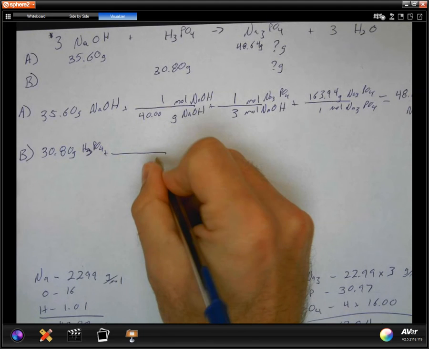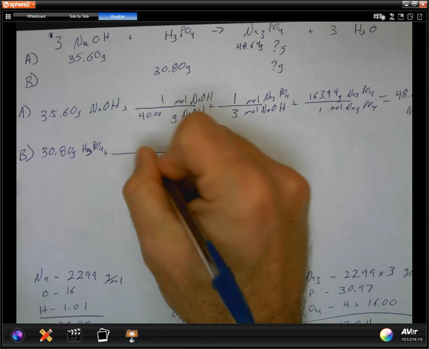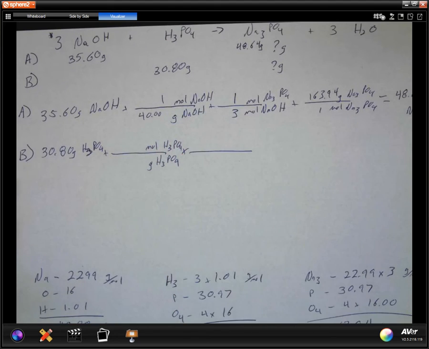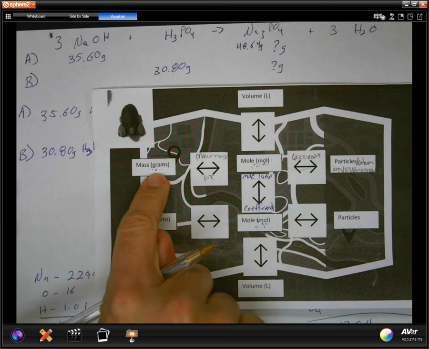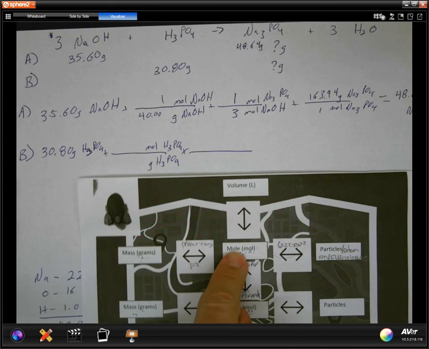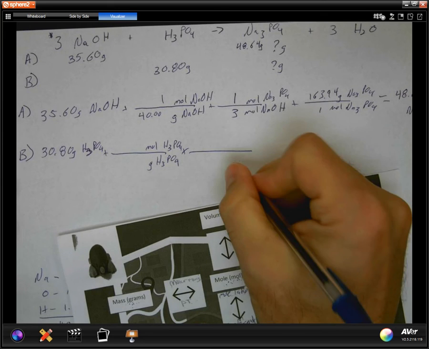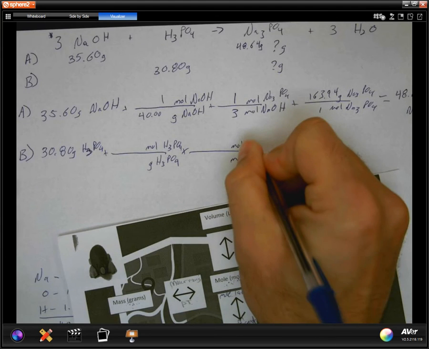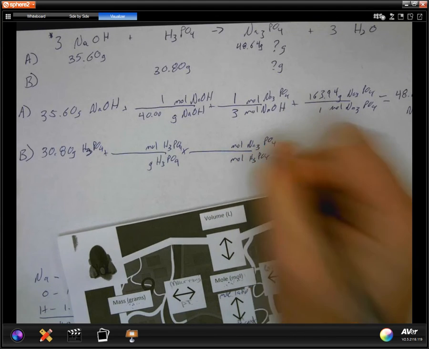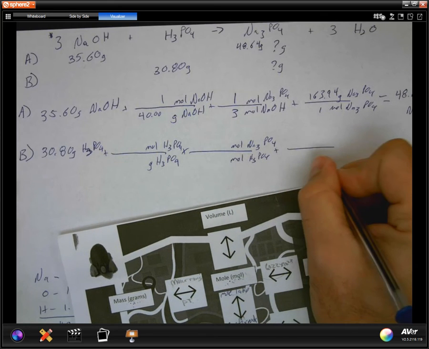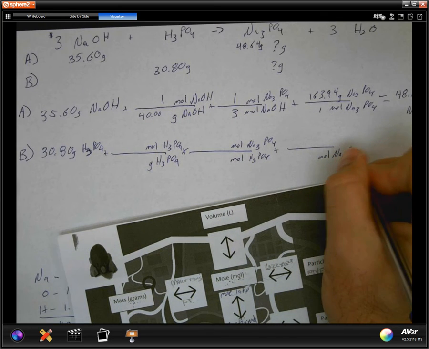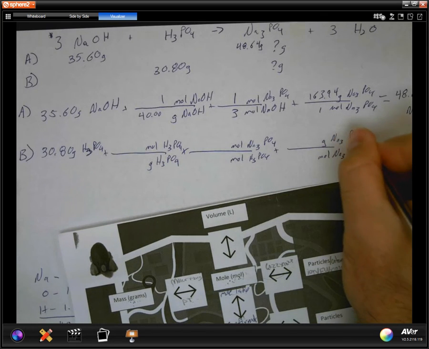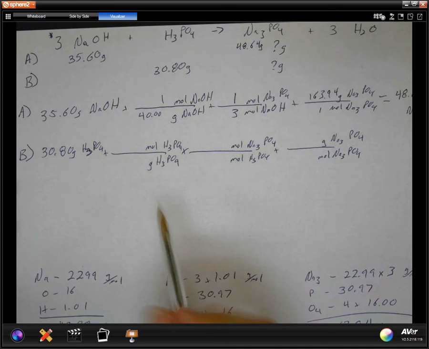Follow your units. I can go to moles of H3PO4. Follow my units again. We were here. I converted from grams to moles. Now I'm going to convert from moles to moles. Convert from moles of H3PO4 to moles of Na3PO4. And then follow your units again. Moles of Na3PO4 to grams of Na3PO4.